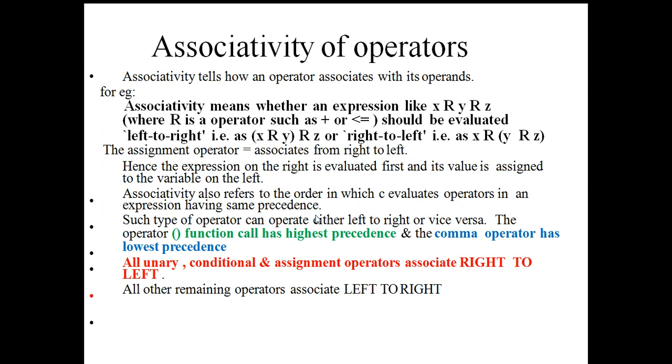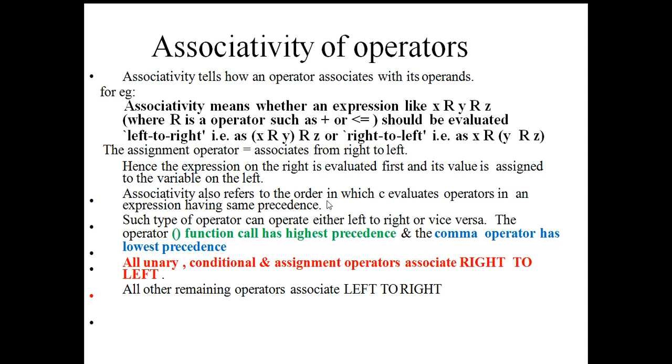Next, associativity. Associativity tells how an operator associates with its operands. For example, it means whether an expression like x R y R z, where R is an operator such as plus or less than or equal to, should be evaluated left to right, that is (x R y) R z, or right to left, that is x R (y R z). Any symbol can be used. The assignment operator equal to associates from right to left, as the expression on the right is evaluated first and its value is assigned to the variable on the left.